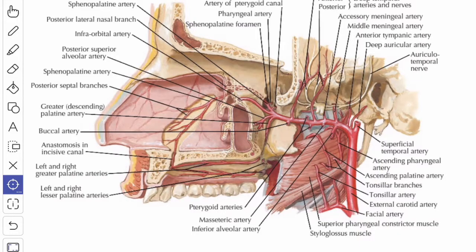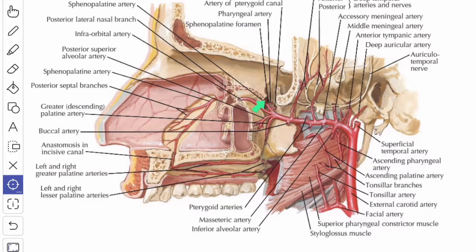The next artery we'll see is the pharyngeal artery. The pharyngeal artery passes through the palatinovaginal canal and supplies the mucous membrane of the nasopharynx, auditory tube, and also the sphenoidal air sinus. The next artery we'll see is the artery of the pterygoid canal. This artery passes backward along the pterygoid canal and supplies the pharynx, auditory tube, and also the tympanic cavity.